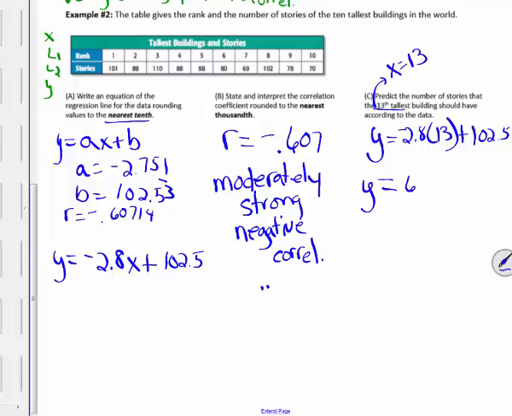Which is going to give you 66.1, which means the 13th tallest building would have approximately 66 stories. Right? And stories not as in once upon a time stories. Obviously, story means the number of floors.